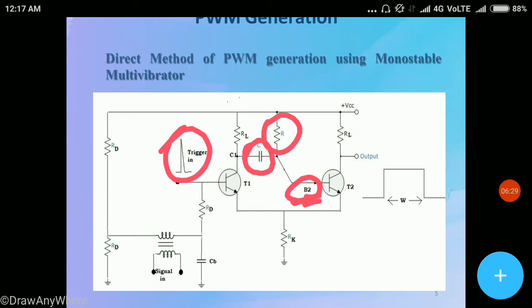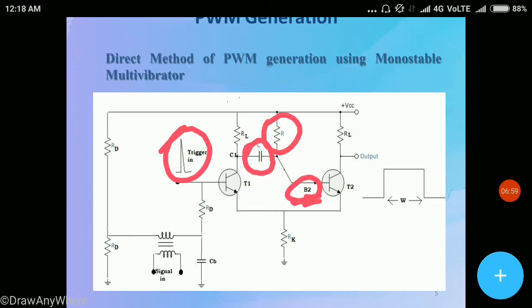Now the collector current depends on the base bias, which is controlled by the instantaneous changes in the applied signal voltage. So this applied modulating voltage controls the voltage to which B2 must rise to switch T2 on. And since the voltage rise is linear, the modulating voltage is seen to control the period of time during which T2 is off.